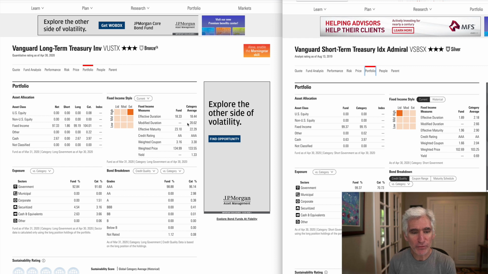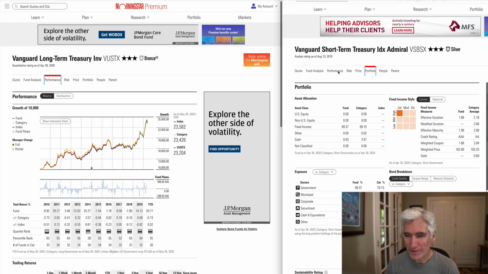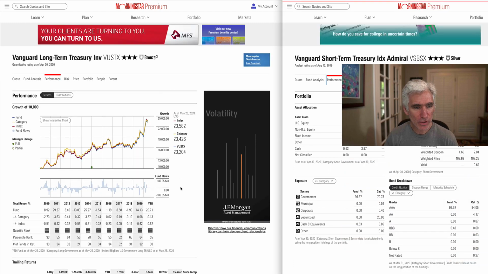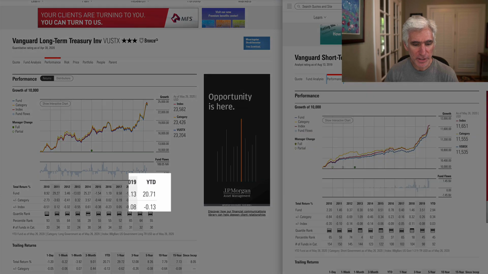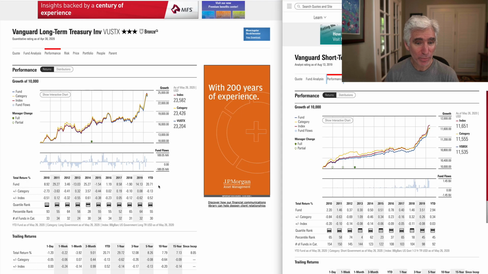So we would expect, if we understand the style box correctly, and if we understand duration correctly, we would expect the long-term Treasury bond fund to have actually done very well this year, and the short-term Treasury fund to have done okay, but not nearly as well. Now, I haven't actually looked at the performance of these, so I could be proven wrong, but let's give it a look. All right, so yeah, sure enough, the long-term Treasury, we can see the year-to-date performance here, 20.71%.